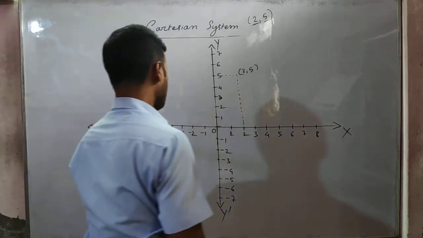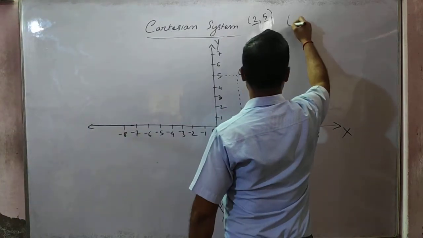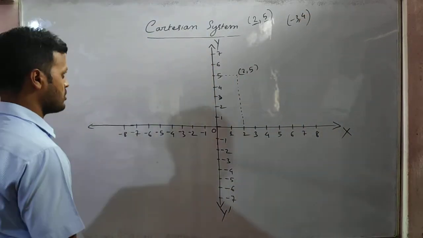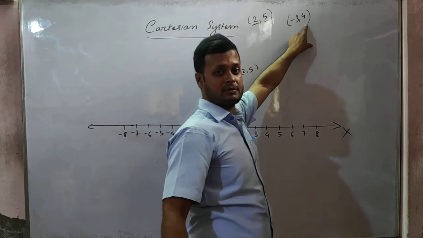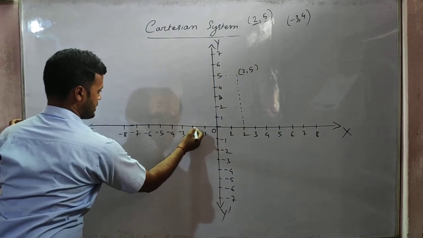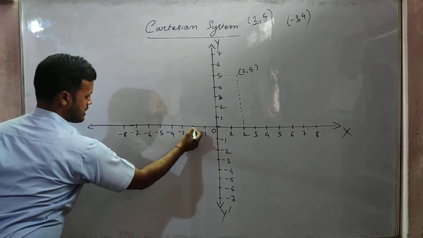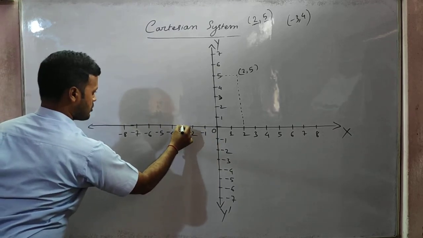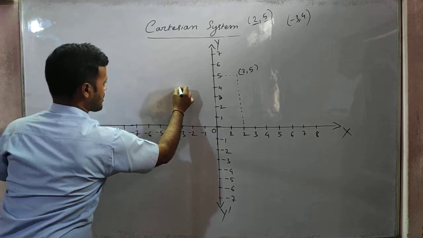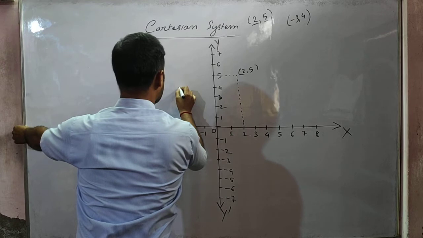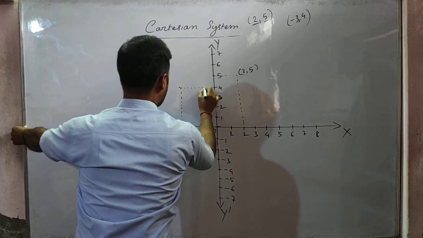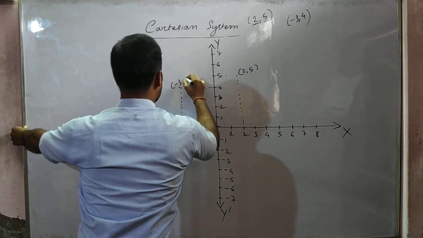Okay, so next one more point let us locate, students. Suppose one point is given to you (-3,4). So x is -3 and y is +4. So let us locate -3,4: -1, -2, -3 and 4. Isn't it? 1, 2, 3, 4. So this point will be, students, (-3,4).